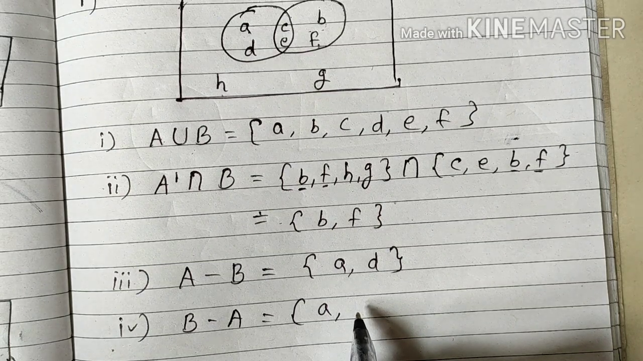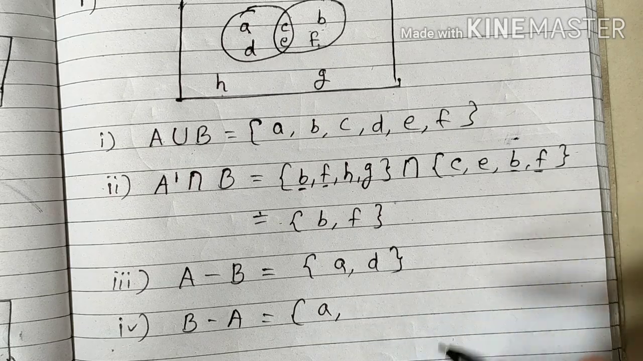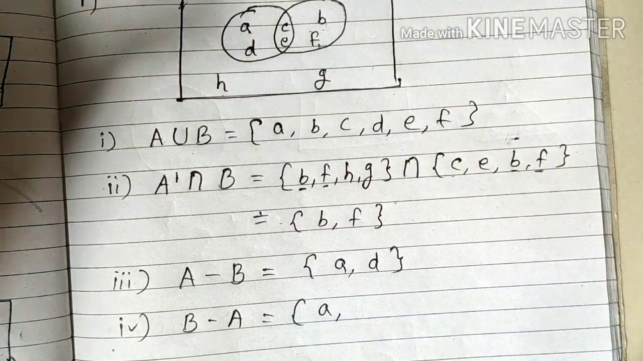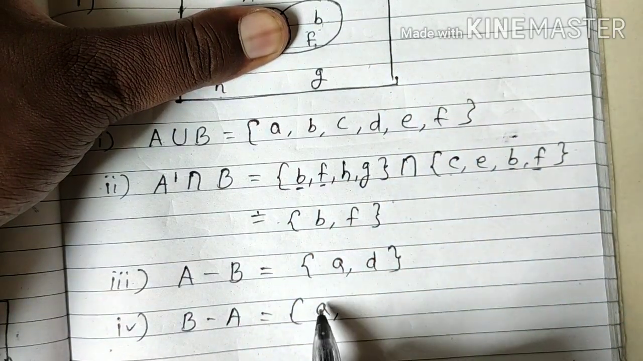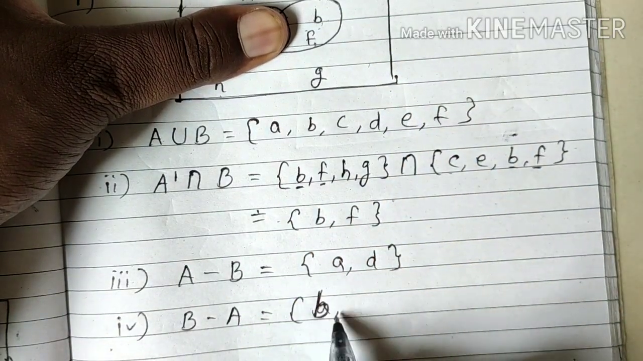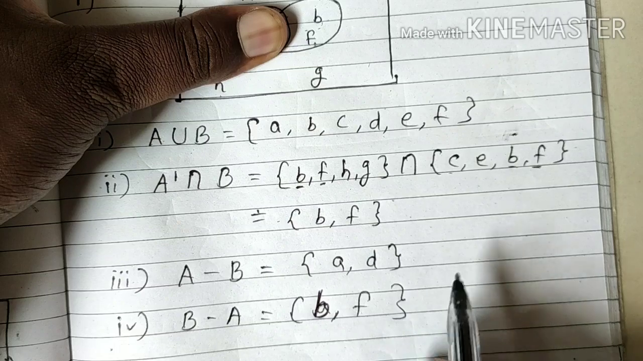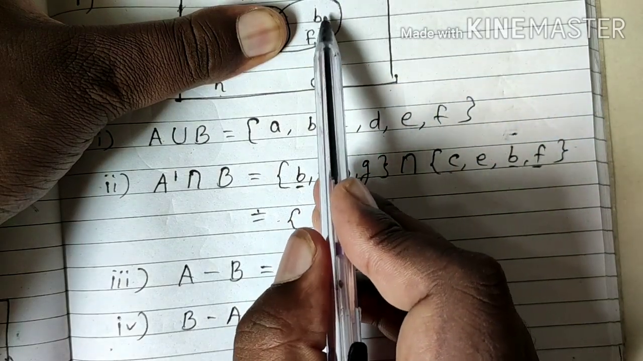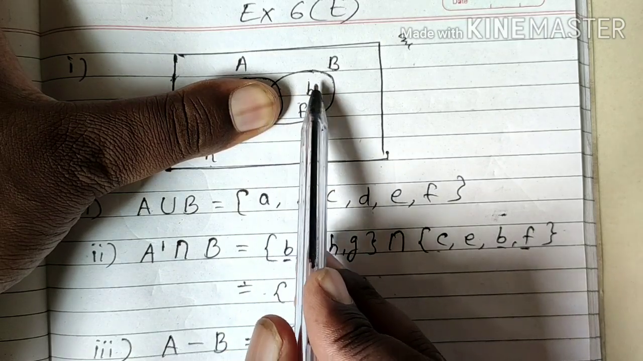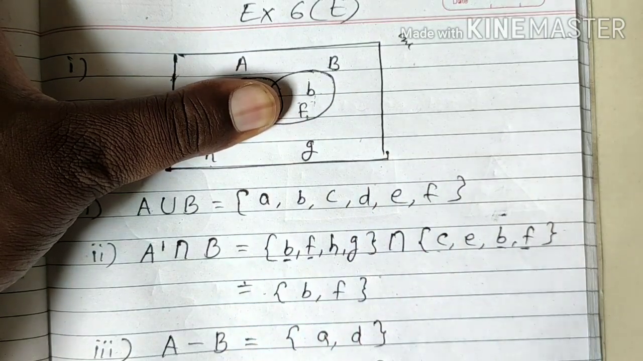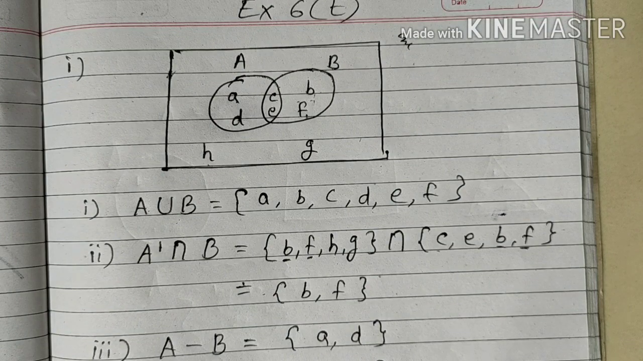B difference A, no? Those elements which are present in B but not present in A. So B and F. So this is B and F. Got it? B difference A means the elements which are present in B but not present in A. So elements are B and F. So we will write B and F. Got it?